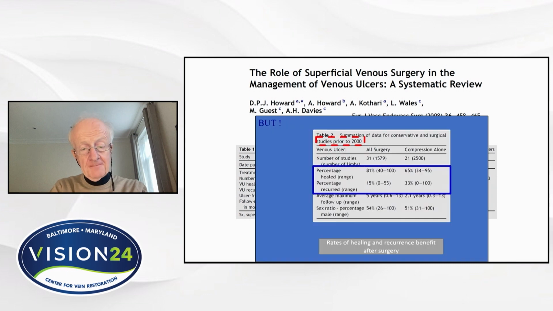Next slide, please. However, all of the studies prior to 2000 showed that patients who had surgery did much better than those treated by compression alone. And it may be that things like the ESCHAR trial have actually held back the management of patients, and we'll come on to talk about that a little bit more.